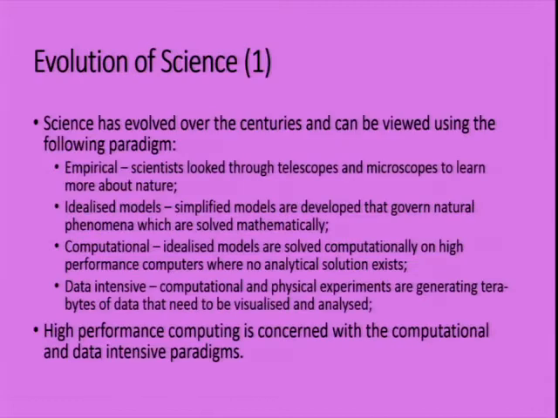So let's talk a bit about background on high-performance computing and how it came to be. It's predominantly used as a scientific tool, and science has evolved over the centuries. It started off with empirical models where scientists looked through telescopes and microscopes to understand more about nature. And as their curiosity evolved, they developed idealized models, simplified equations that govern natural phenomena. And these were generally solved analytically because this is what people did.